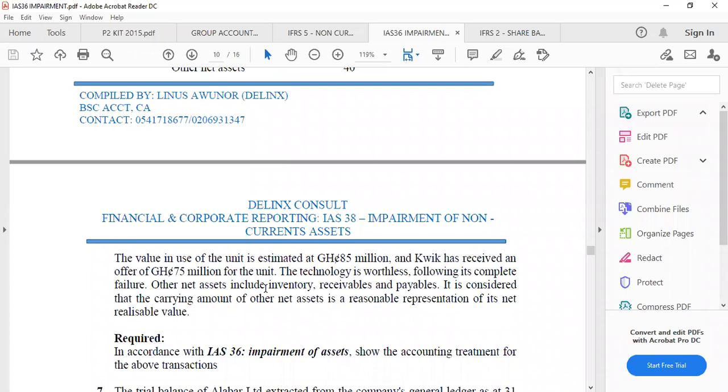Let's come here. Following its complete failure, other net assets include inventory, receivables, and payable. It is considered that the carrying value of the other net asset is a reasonable representation of its net realizable value. It means that the value over there is the same as the value that we are going to get from it. There is no addition, there is no reduction. So the value over there is the same as the value that we are going to get, and that is all. Please, thank you. All right. So 10 over 90.